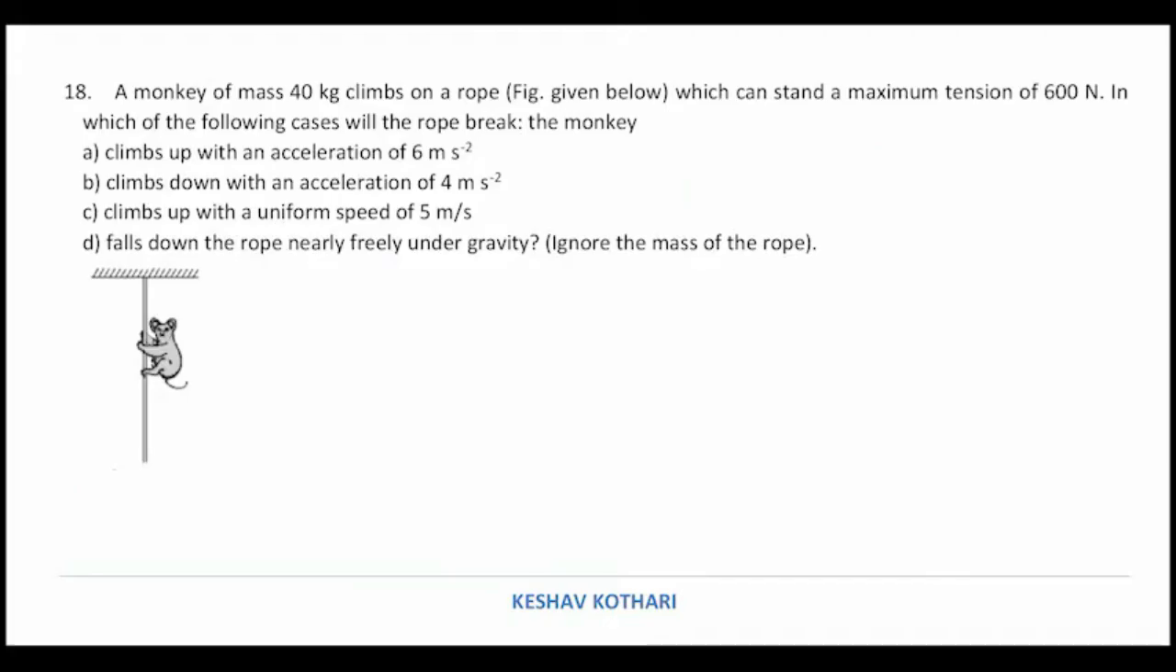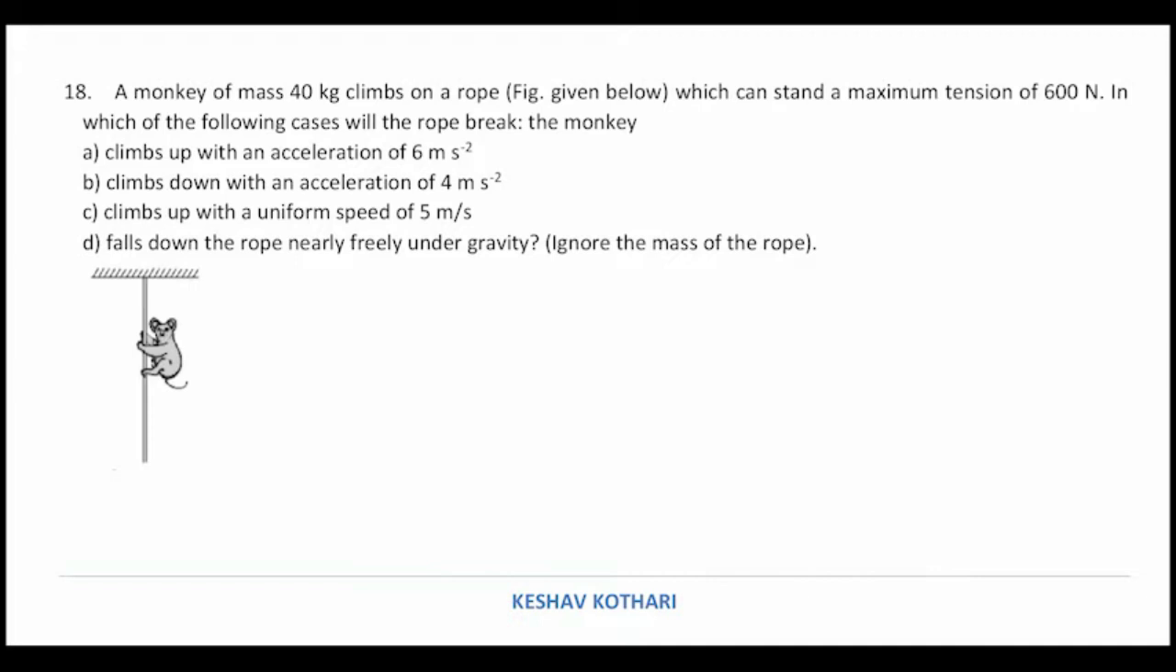A monkey of mass 40 kg climbs on a rope, which is shown in the given figure, which can withstand a maximum tension of 600 Newton. In which of the following cases will the rope break? In the first case, the monkey is climbing up with an acceleration of 6 meter per second square.